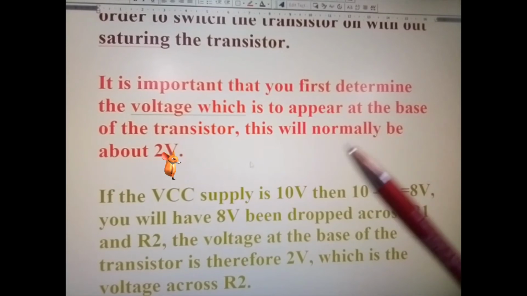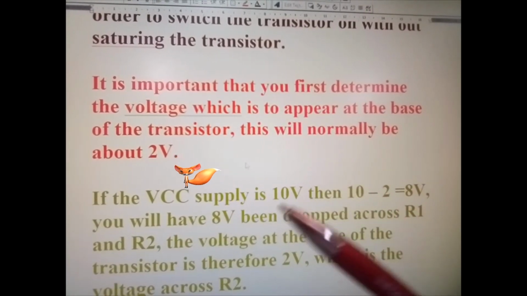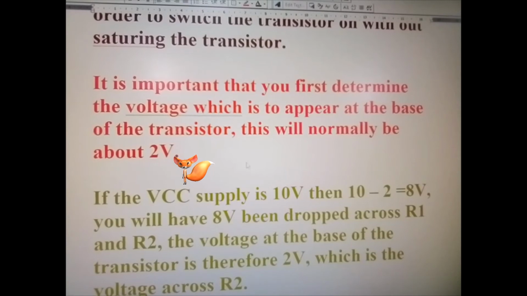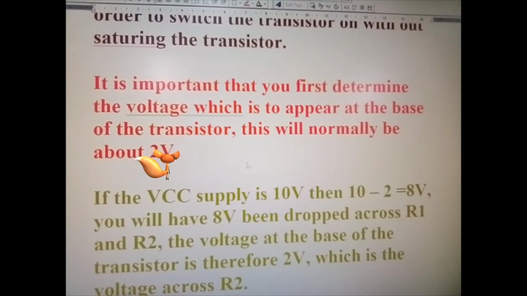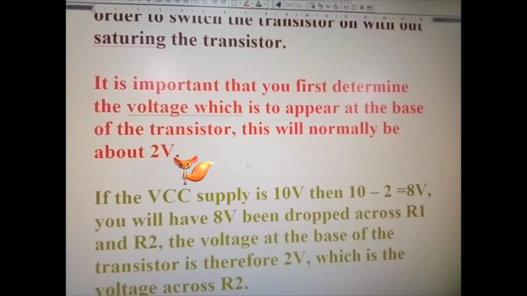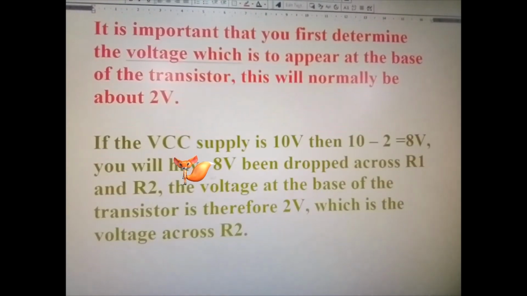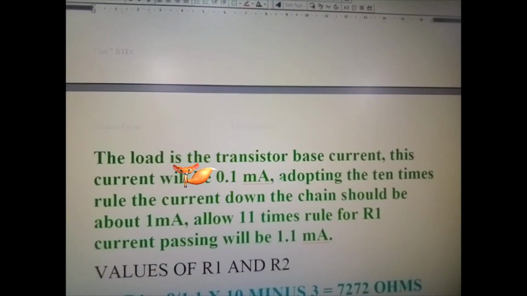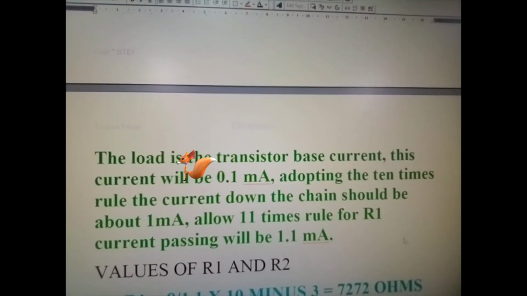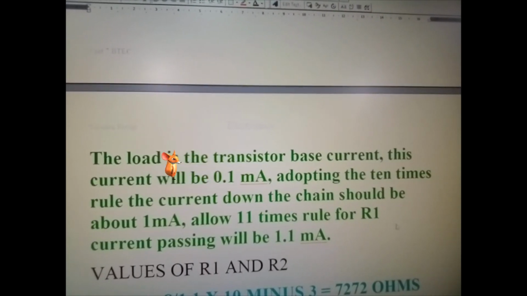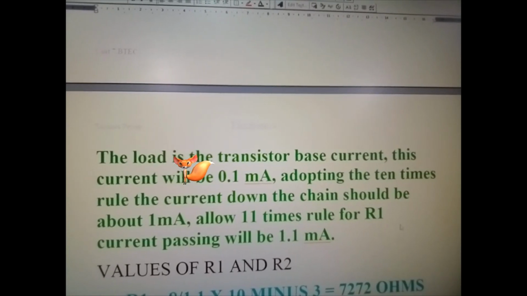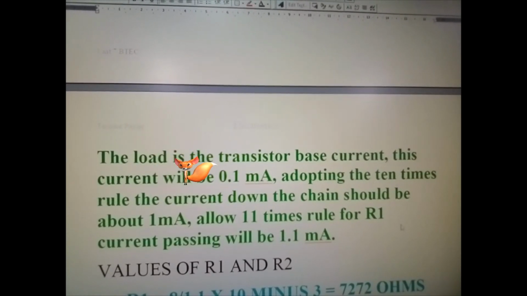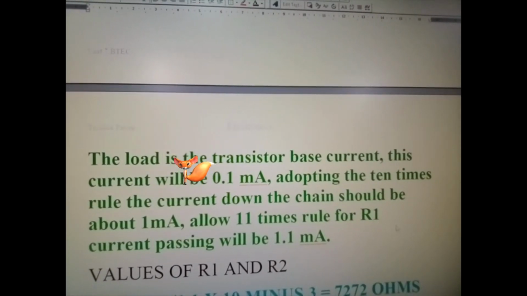Now, we have just looked at this earlier. So the principle is still the same. The voltage at the base of the transistor is therefore 2 volts, which is the voltage across R2. Again here, we're simply applying the calculations which we did earlier, just that we're doing it now for a different amplifier, but the principle of calculating the R1 and R2 is still the same.